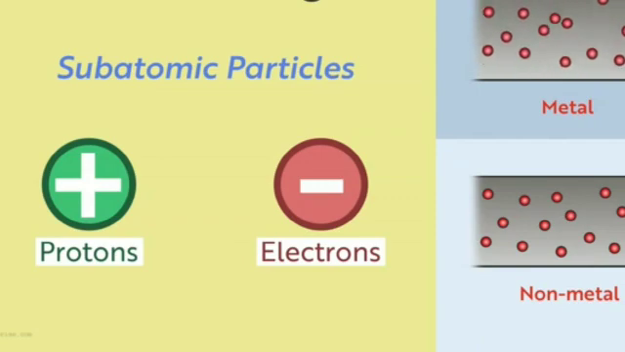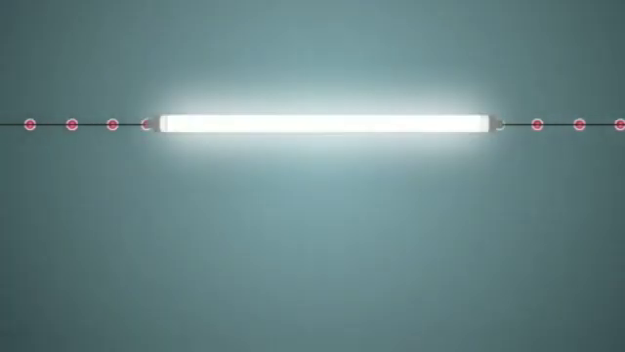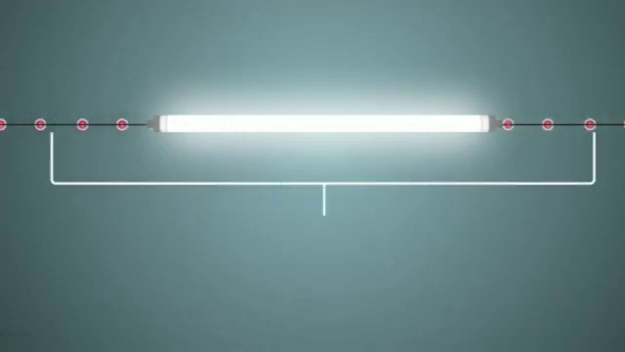Any appliance, for example a tube light, works when negatively charged electrons move in the wire in one direction. This flow of electrons in a direction is called electric current. These wires are usually made of metals like copper or aluminium.